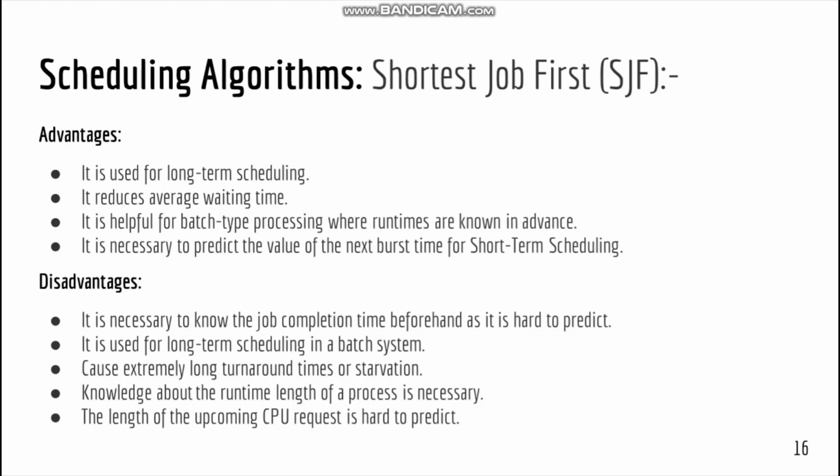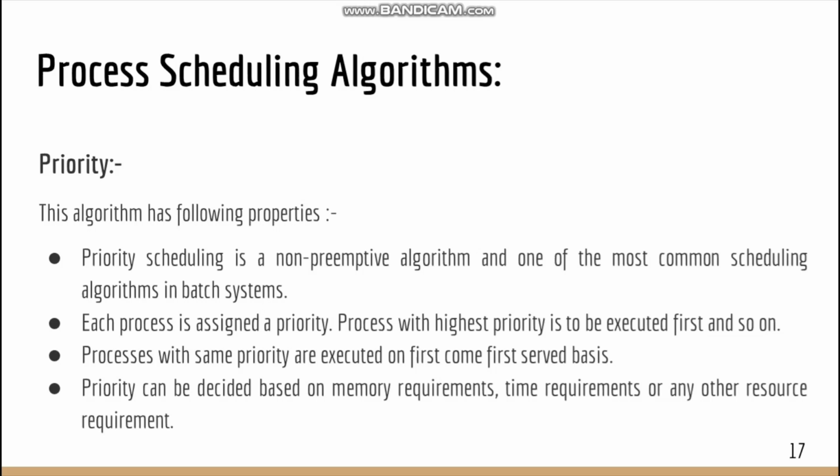It is necessary to know the job completion time beforehand, which is hard, because predicting the burst times of all the processes beforehand is a very difficult process. Moreover, it can cause extremely long turnaround times or starvation, which decreases the performance and also the efficiency of the system. Now let us move towards another process scheduling algorithm named priority based scheduling algorithm.